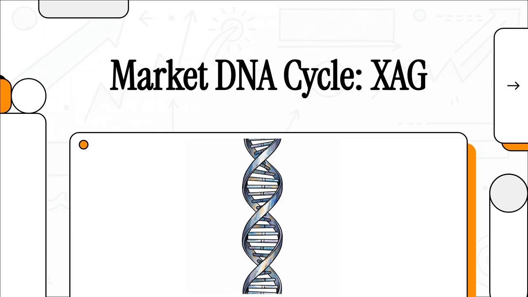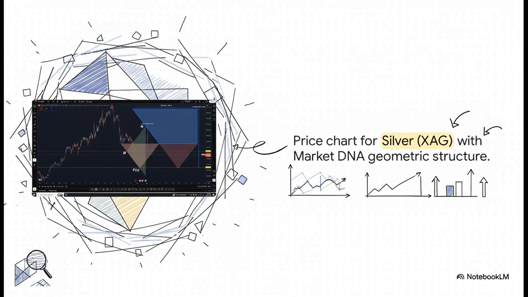All right, today we are diving into a pretty unique geometric approach to the markets. We're going to be documenting a specific market DNA cycle for silver, also known as XAG. So what you're looking at here is a price chart for silver. But as you can see, it's got this really distinct geometric structure laid on top of it. This comes from the market DNA method.